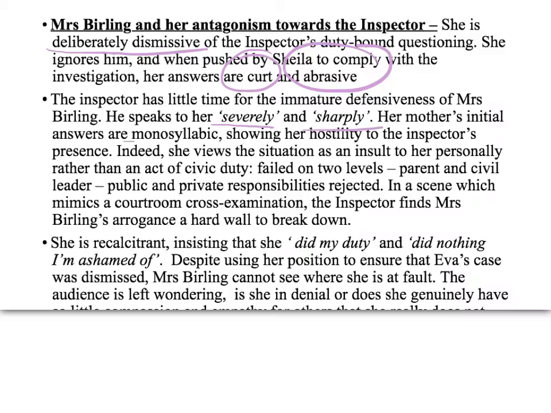Mrs. Birling, when she's speaking to the inspector, she uses these monosyllabic phrases. All she does is give him the minimum amount of information. And she is recalcitrant. She is completely and utterly without remorse. She is completely and utterly justified in what she does, or so she thinks. And again, she links what she did to her duty. She sees herself as that civilized, responsible woman that we talked about earlier before.